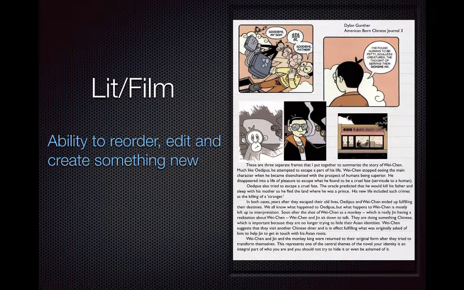Next example comes from literature and film, and this is just a simple example about turning a graphic novel. So you can see images from a graphic novel. But what's unique about this is that the student was able to rearrange and edit the images, put them in an order that he wanted to support his argument about a character development. So the student was arguing about how a character developed throughout the course of the graphic novel.